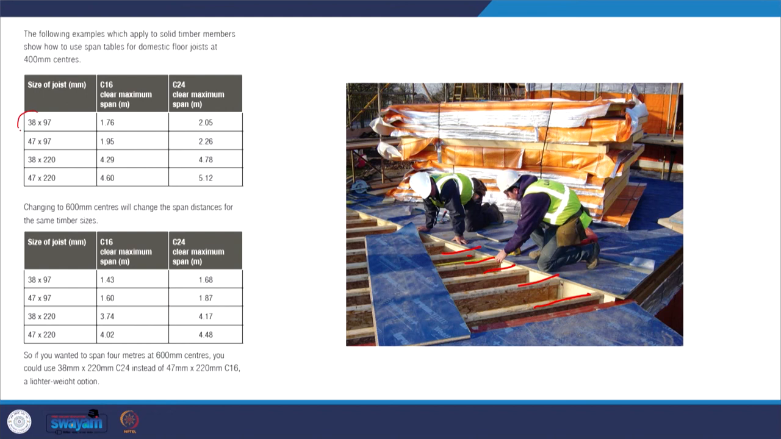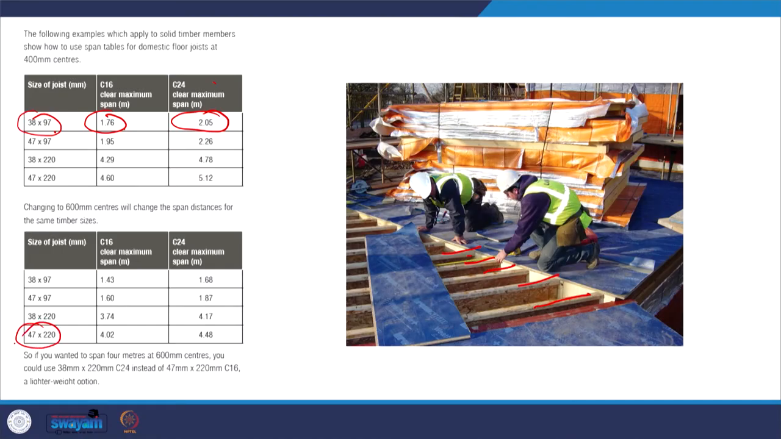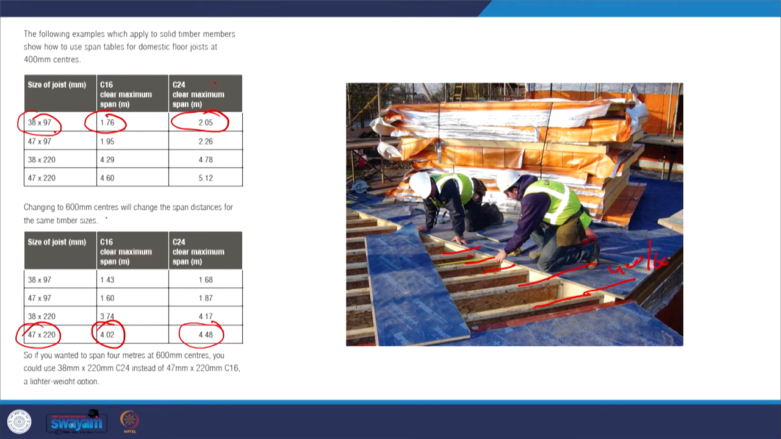Also, we have to understand these grades. For example, if you want to use a joist of 38x97, you can go up to the maximum span of 1.76 meters if you use this grade. But if you use C24, you may go for a 2.05 span. Which means by just changing the grade of the timber, you can assign different spans, even larger spans. For example, you have 47x220, you can go up to 4.02 meters, but if you use C24, you can go up to 4.4. Also, changing the center to center, either 400 or 600 mm, matters a lot.